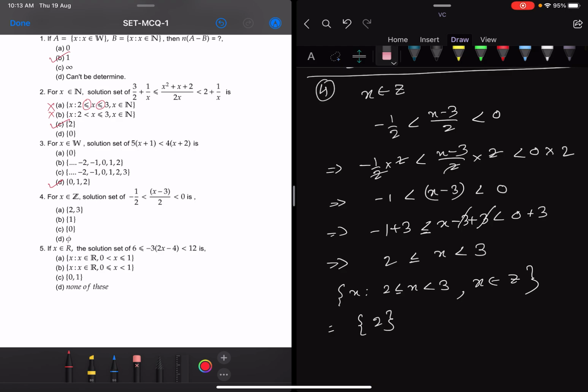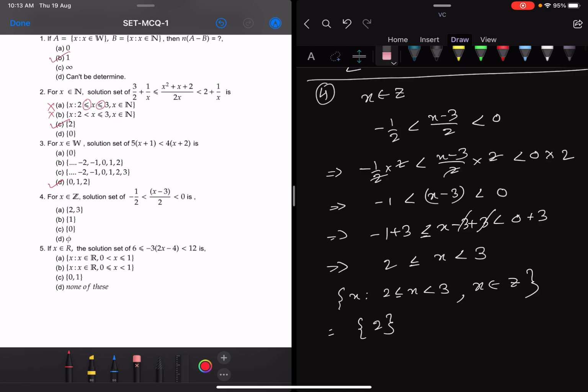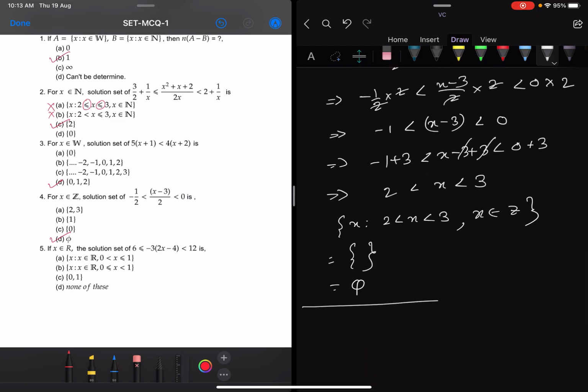Sorry, oh, I made a mistake here. It was less than, I made it less than or equals to, sorry, so this thing should be removed. So that means what you will find here is 2 and 3, in between 2 and 3 there is no integer, right? There is no integer, that means there will be an empty set, that means it is phi. So the option correct is D. The option correct is D.